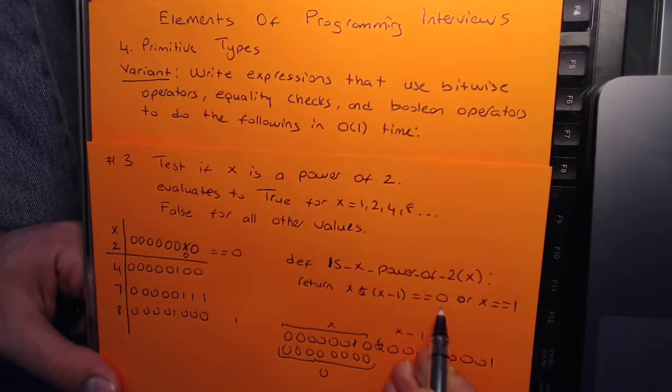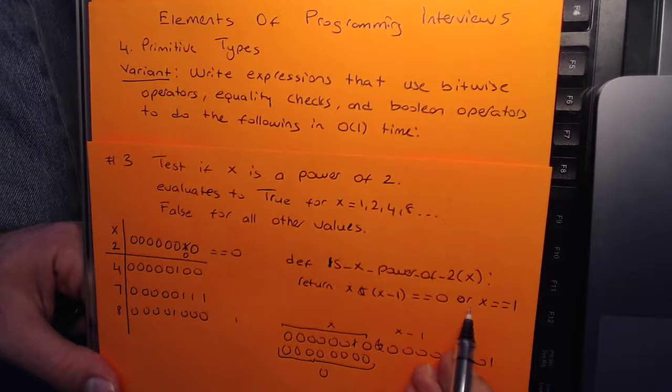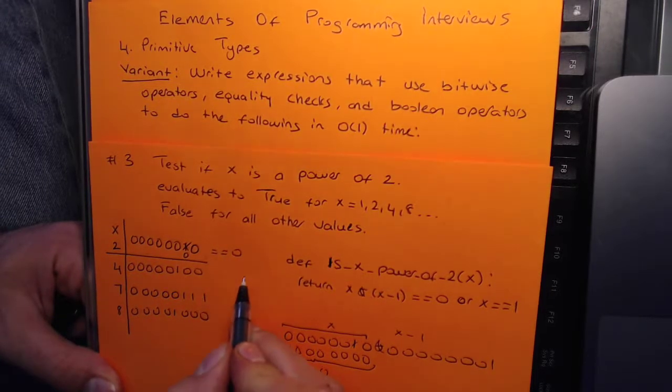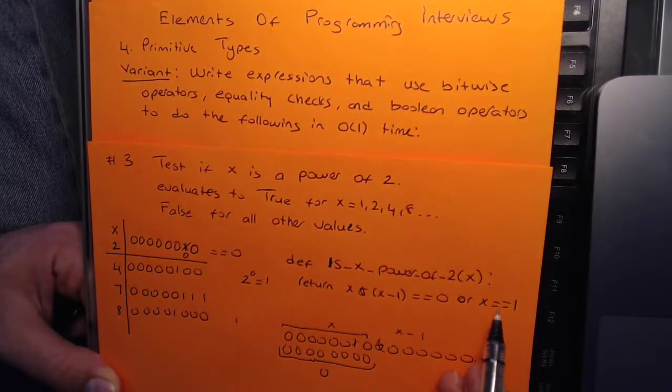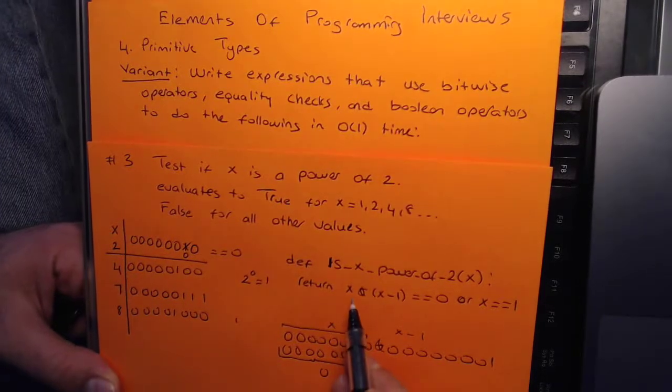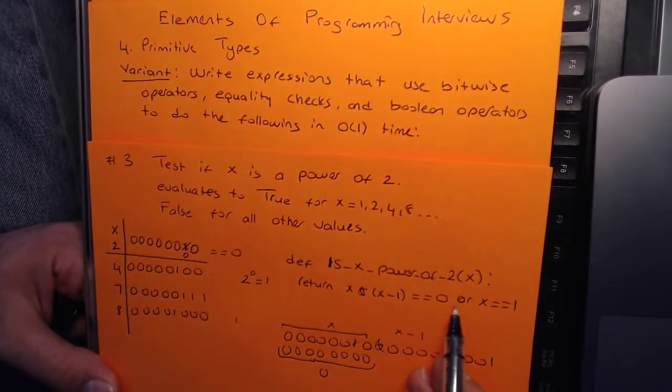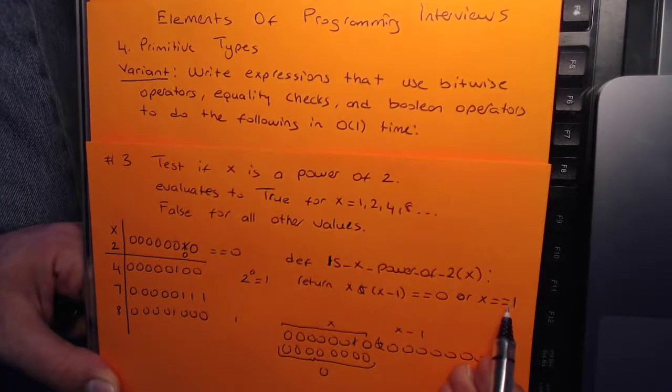There's an exception to this, which is when x is 1, which is 2 to the 0. 2 to the 0 is 1, right? If x is 1, that's also a power of 2. So basically, it's a power of 2 if x AND x minus 1 is 0, or x equals 1. I hope this makes sense.